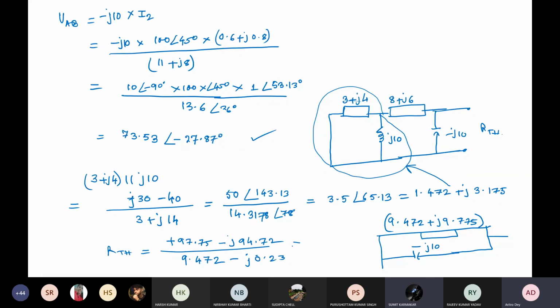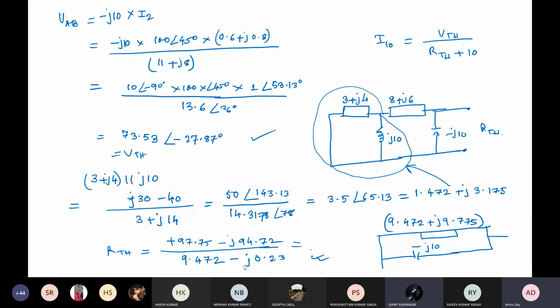Then if you again change it from polar to rectangular, you will get the value. I am not doing it. I hope you can understand what your RTH will be now. So you know what your VAB is, what your RTH is. This is your VTH actually. So you have calculated VTH, you have calculated RTH. Next step is to find your I10, which is simply VTH divided by RTH plus 10. So it is better to put your RTH in Cartesian coordinates only. If we ignore this part, approximately we'll get the value in Cartesian coordinates.